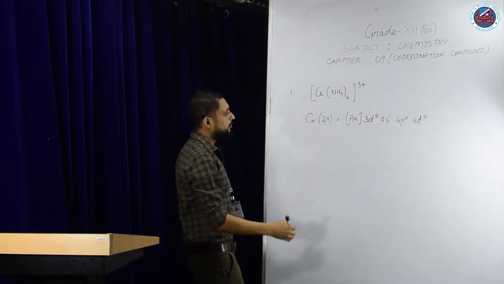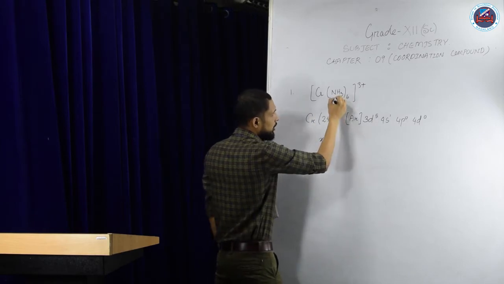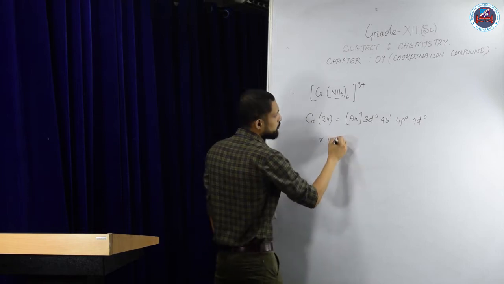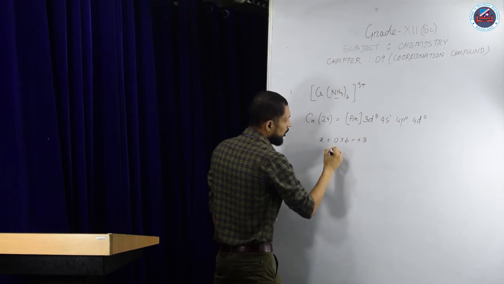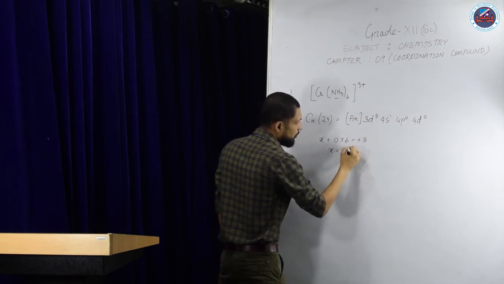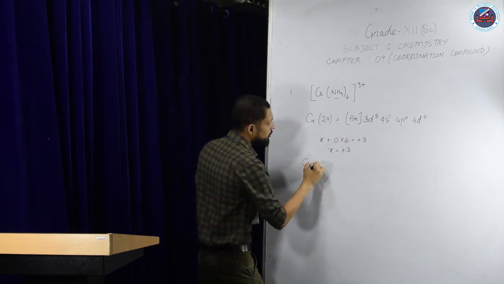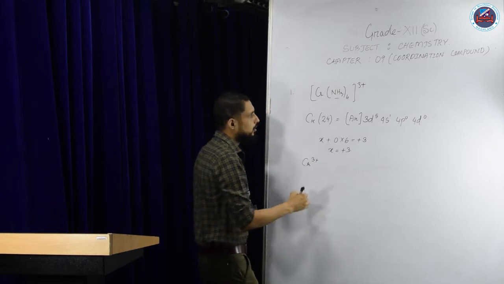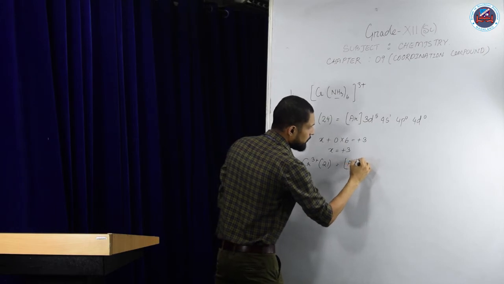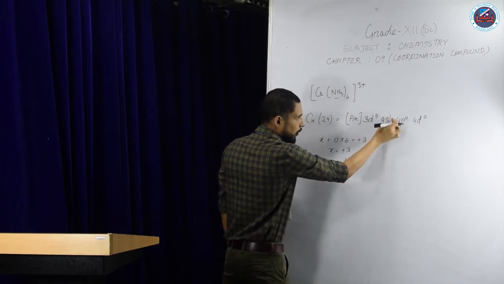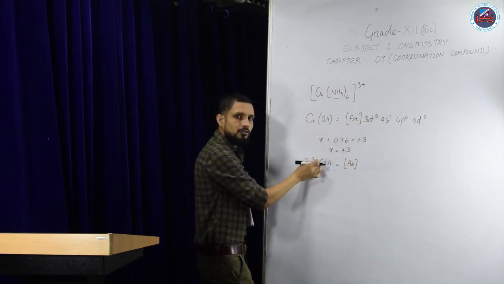Next, you calculate the oxidation number. Let the oxidation number of chromium be x, plus NH3 is a neutral ligand, so charge is 0 multiplied by 6, is equal to +3. So the oxidation number of chromium in this compound is +3. So the electronic configuration for chromium 3+: the number of electrons will be 21. The electronic configuration will be argon; we'll remove 1 from 4s and 2 from 3d, since we have to remove a total of 3 electrons.